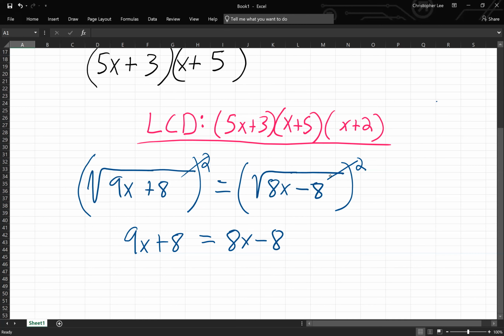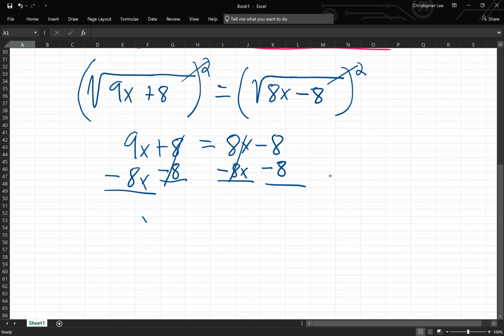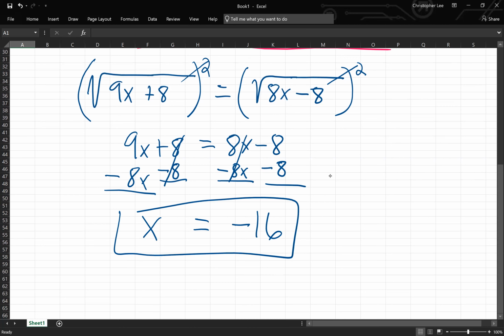Then you just want all your x's on one side and your numbers on the other. I'm gonna subtract 8x from over here because I like to put my x's on the left. Also, I'm gonna subtract 8 to get all my numbers on one side. What I do to one side, I gotta do to the other. So now I have 1x is equal to negative 16. And that's it. Does it work? I don't know. Plug it in and see. You should check your answer though.